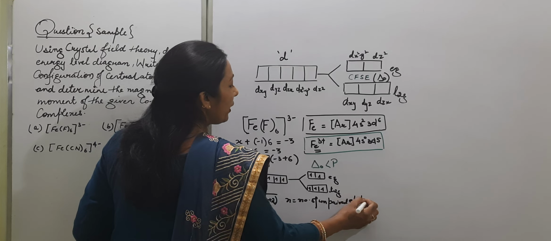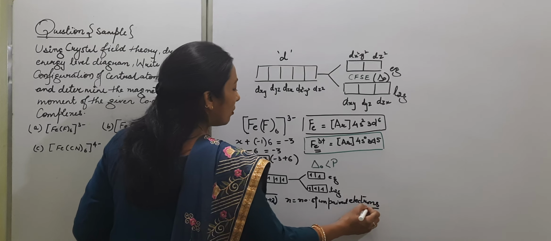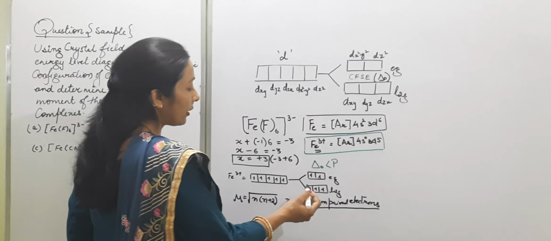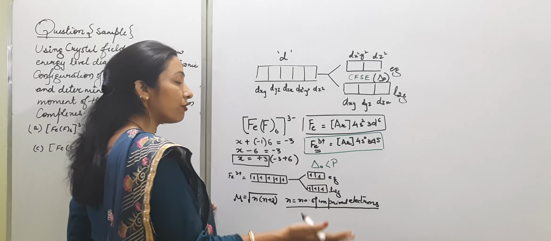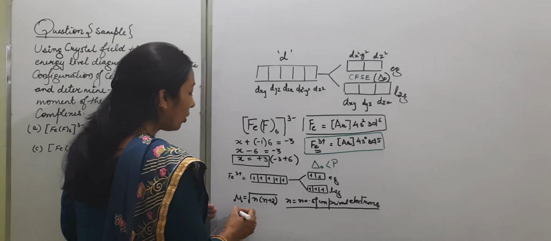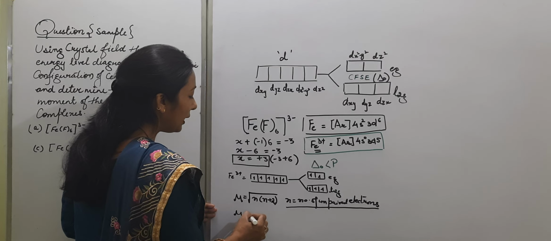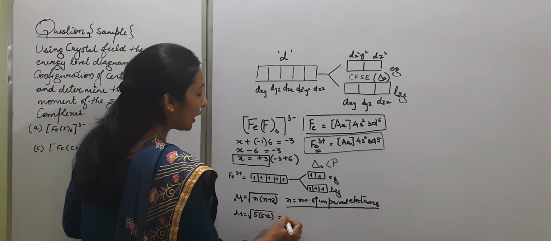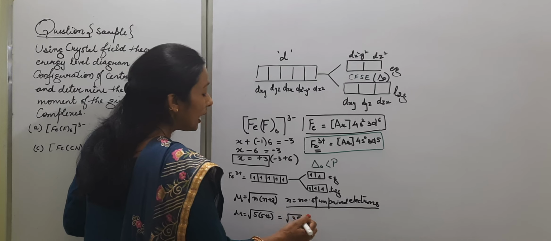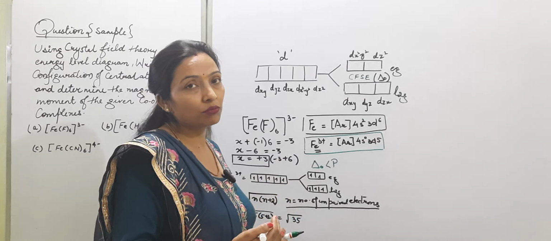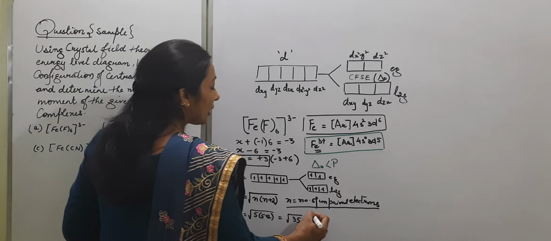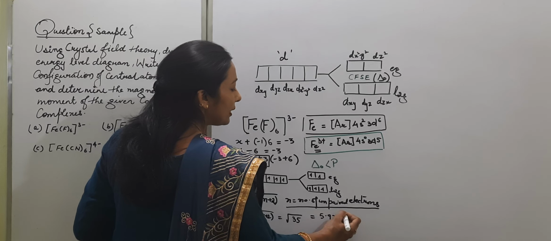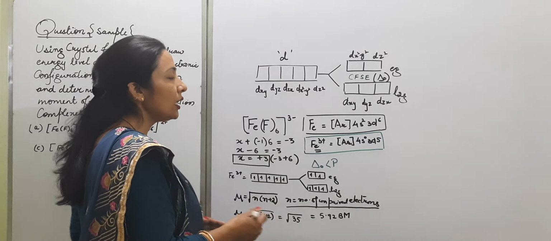So how many unpaired electrons are available here? If your answer is 5, then it's 100% correct. 1, 2, 3, 4, 5, we have 5 unpaired electrons. So the magnetic moment will be root of 5 times 5 plus 2, that is √35. If it were 36, 6 would come out, but it is 35, that is approximately 5.92 Bohr magneton, which is the unit of magnetic moment.